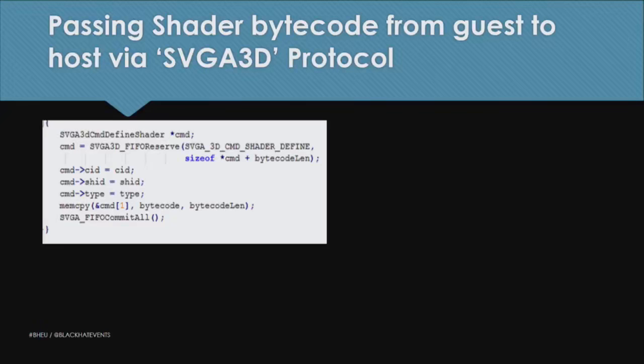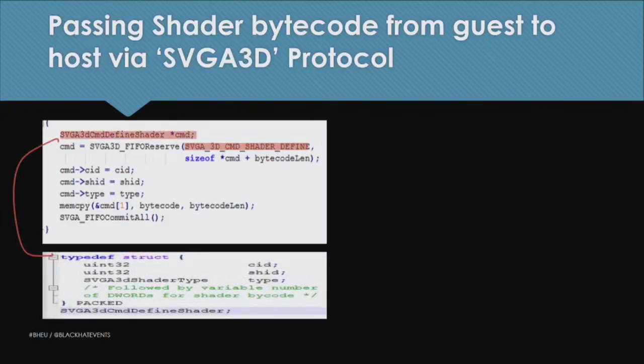So the shader bytecode can be passed from guest to host using a 3D command called SVGA 3D CMD shader define. The parameters to be sent along with this particular 3D command are defined in a structure which looks something like this, as you can see. The structure holds some characteristics about the shader, which is shader type, and it also holds the raw shader bytecode.